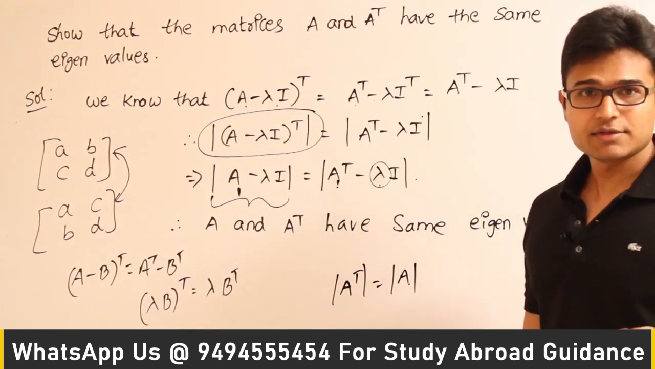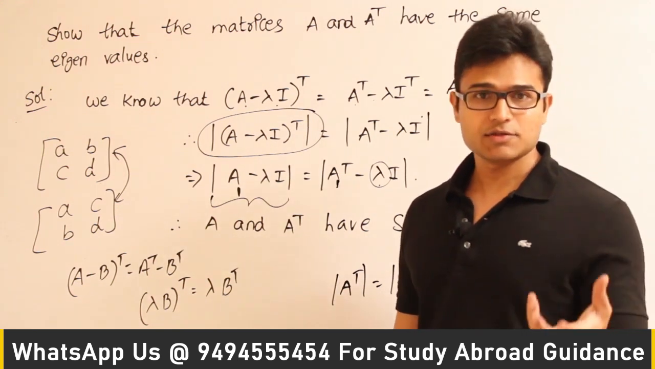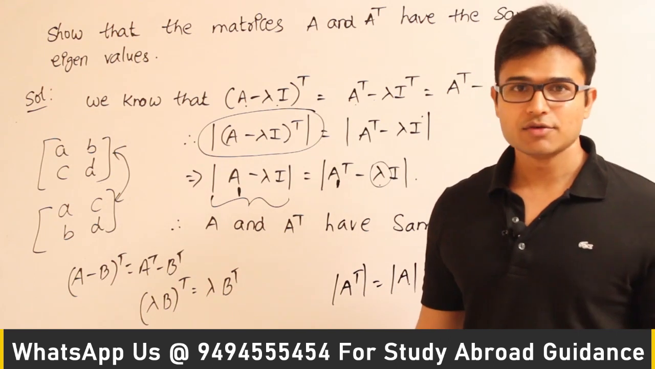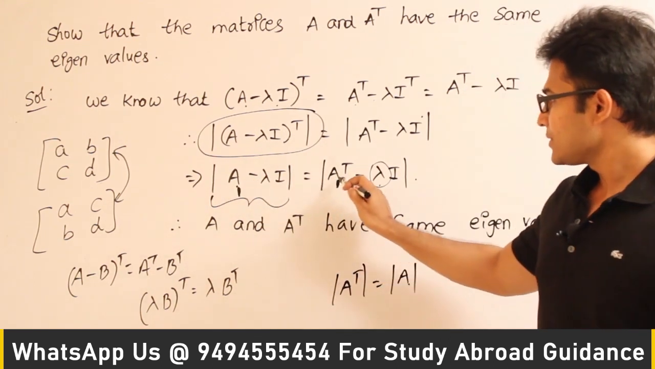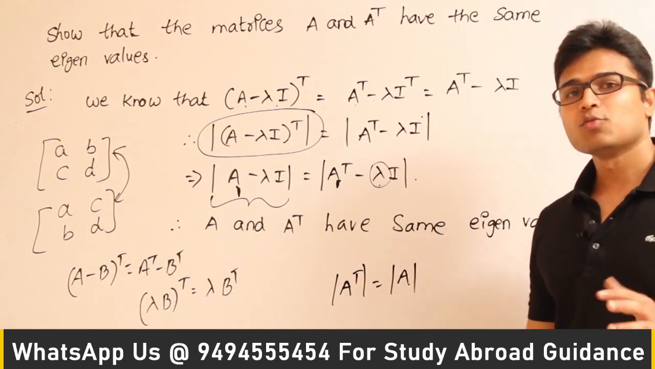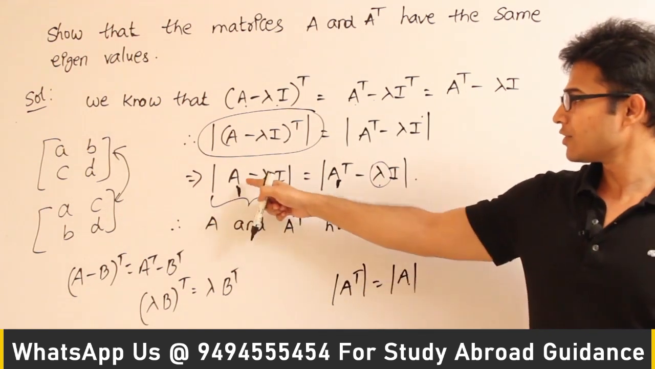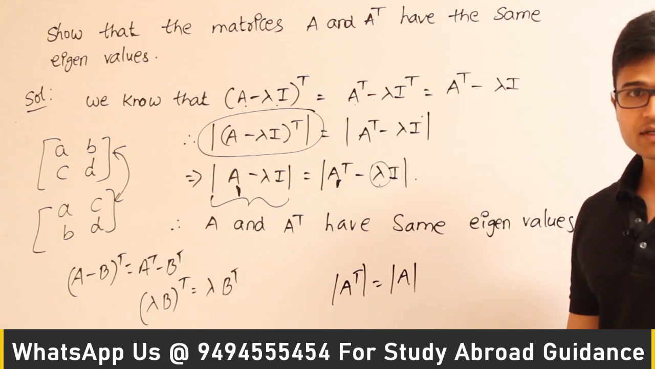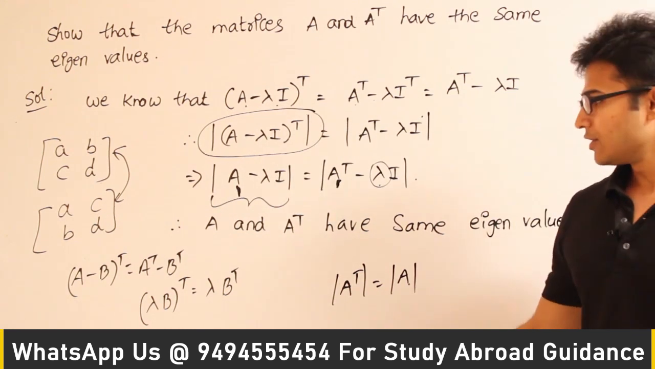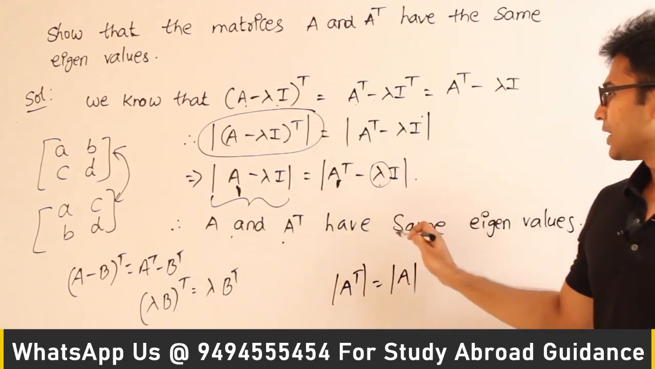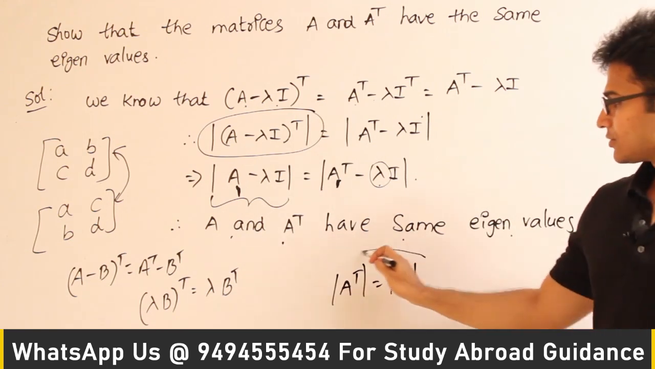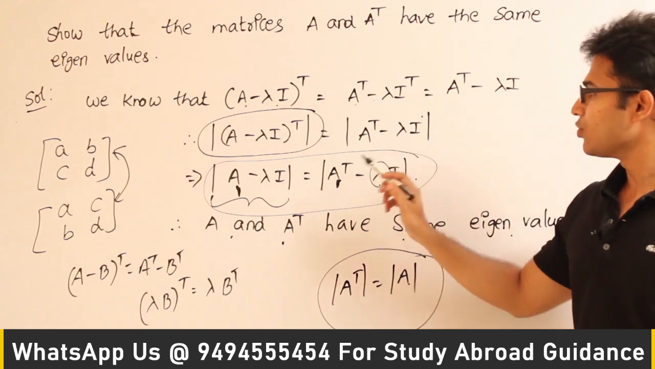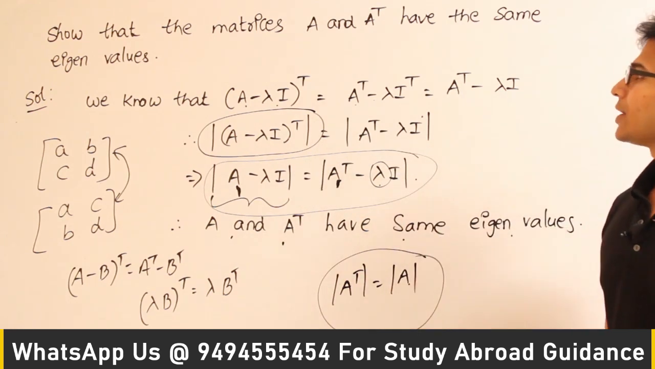Now the expressions which are used to find the eigenvalues of A as well as the eigenvalues of A transpose are both equal. Therefore, what can we say from these two equations? That when the equations are the same, of course the roots will be the same, isn't it? Therefore A and A transpose will have the same eigenvalues. Got it? So from this equation we can say that both A and A transpose will have the same eigenvalues.